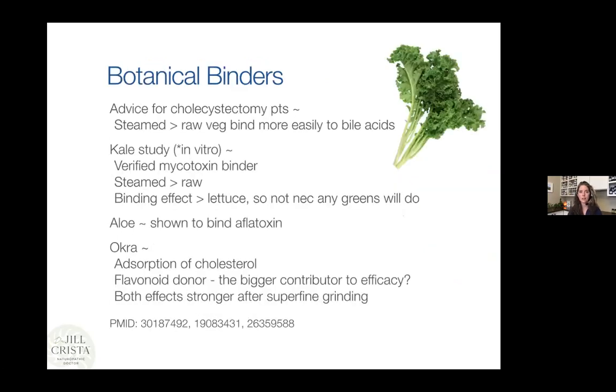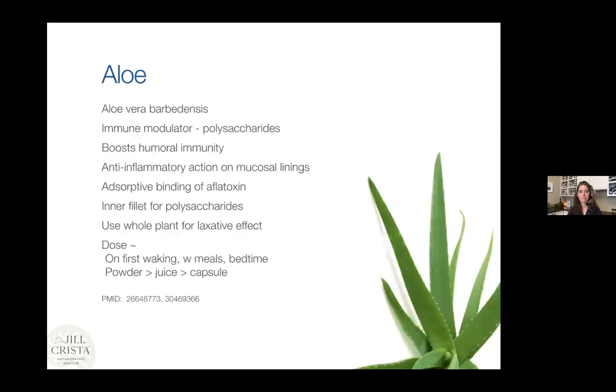What about botanical binders? So you can also use steamed kale. Steamed kale was shown to be about 35% effective as cholestyramine, the drug. Oh, so cool. And you can be nourishing your body because it's very high in vitamin C and vitamin A. Aloe has also been shown to bind aflatoxin, and I really love this one for people who have a lot of gut problems because it's also extremely soothing to the gut lining. So people with reflux, burning, if they go to the bathroom and they have kind of burning around their bottom afterwards, aloe is a wonderful plant for that.